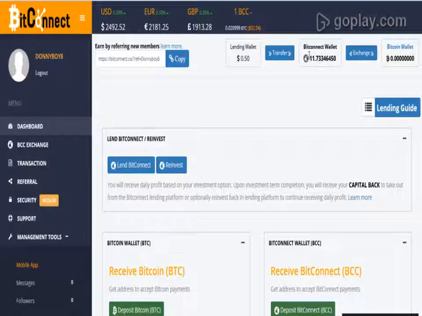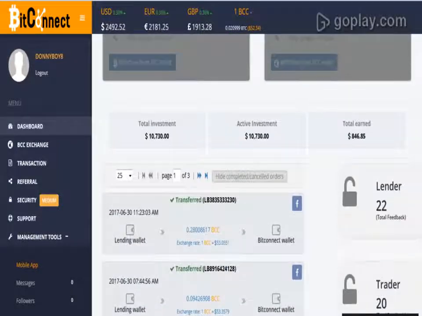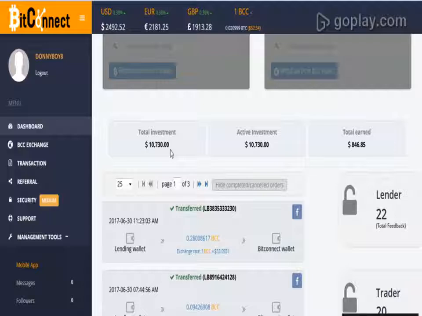I am trying to work up to my 20 or 21 BitConnect tokens so that I can make my next $1,010 loan. Just to let you know, I am invested, not just doing videos. I have $10,730 currently invested and made interest so far of $846.85, and that is with zero referral income so far. So just to let you know where we stand.